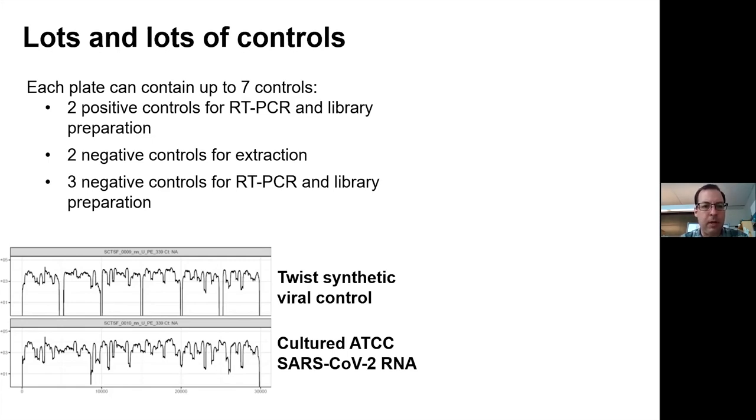The coverage plot on the top here shows that we're getting even coverage across the Twist control, except for 5 positions across the genome. And that's because the control is only synthesized in 5 kilobase fragments. They can't synthesize a whole 30 kilobase fragment that covers the entire genome. What we also run is a positive control from cultured SARS-CoV-2 RNA from ATCC. That's the plot here on the bottom. And again, you see now the absence of those gaps for the Twist control, but you also see that there's variability across the whole genome as well. That is related to the concentration of the SARS-CoV-2 RNA.